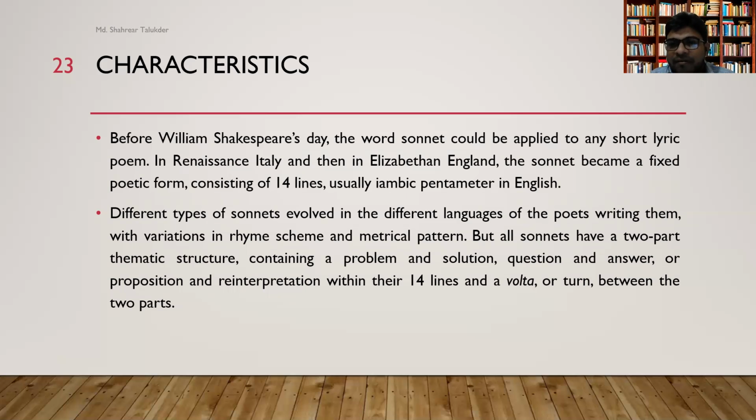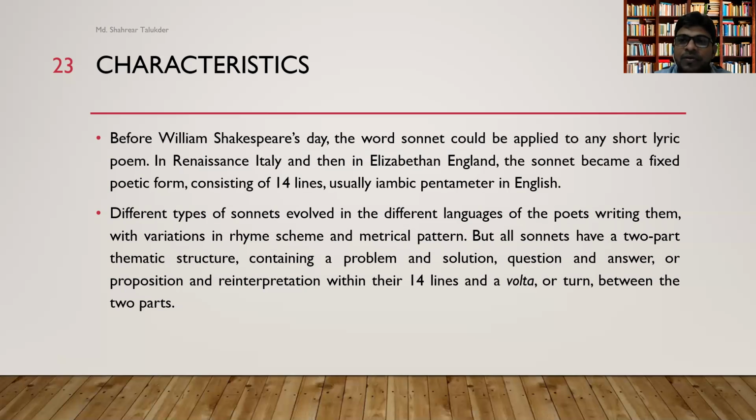But all sonnets have a two-part thematic structure. So the thematic structure has two thematic aspects, meaning two different kinds of theme will be treated, but there will be one idea divided into two different themes. Almost all sonnets have these two different thematic structures in the same sonnet, containing a problem and solution, question and answer, or proposition and reinterpretation within their 14 lines, and a volta or turn between the two parts.